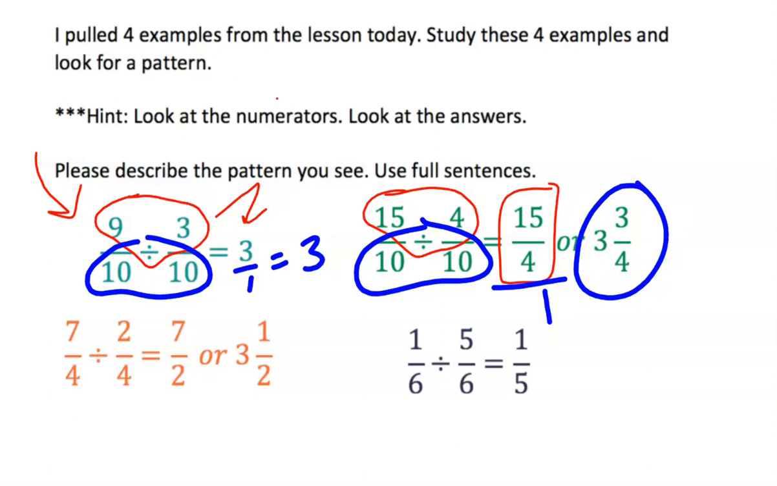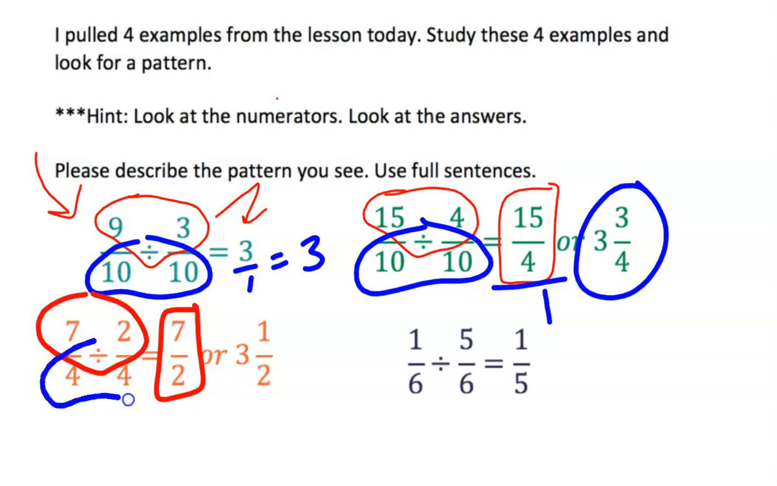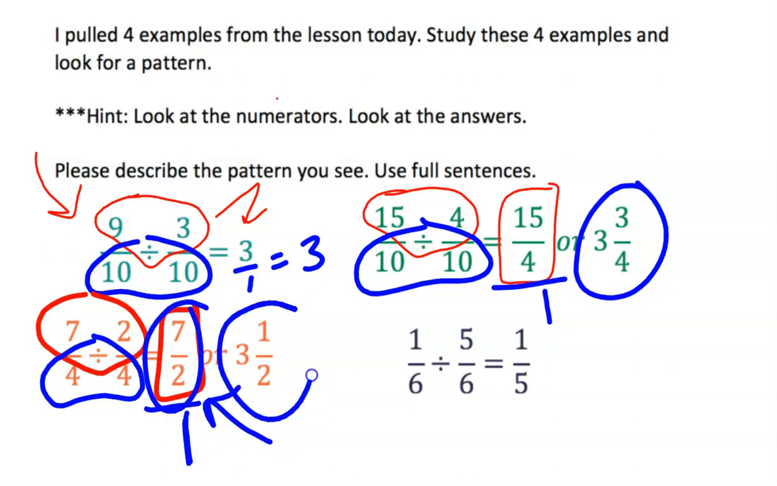All right, let's look at the next example. The numerator, 7 divided by 2, that's my answer. Now, I don't want us to totally ignore the denominators, but look at what happens. 4 divided by 4 is equal to 1, and anything divided by 1 is going to be whatever was in the numerator. So 7 halves divided by 1 is just 7 halves, or you could say 3 1/2.